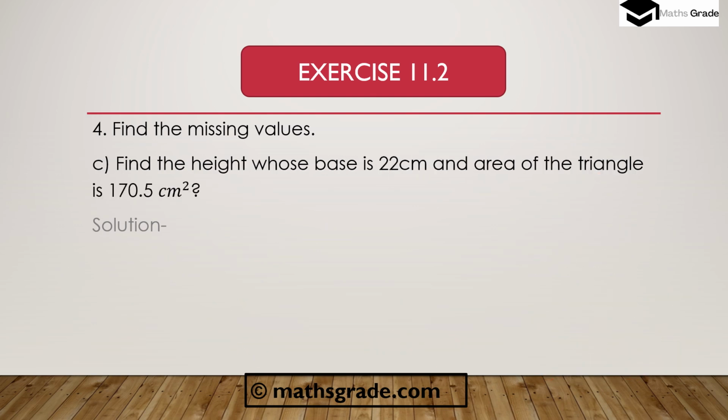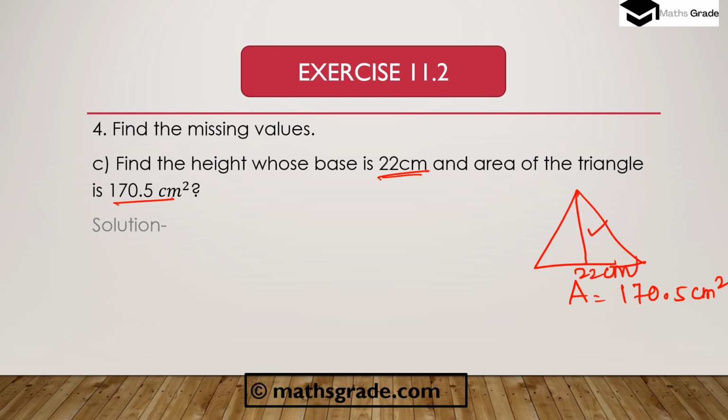Now question number 3, bit C. Find the height whose base is 22 cm and area of the triangle is 170.5 cm square. We have given area is 170.5 cm square and base is 22 cm, and we have to find the height of the triangle. We know area of the triangle is half multiplied with base multiplied with height. So this half, 1 divided by 2, when the 2 is transposed to the left hand side, this division symbol changes to multiplication. So 2 multiplied with A is equal to B multiplied with H.